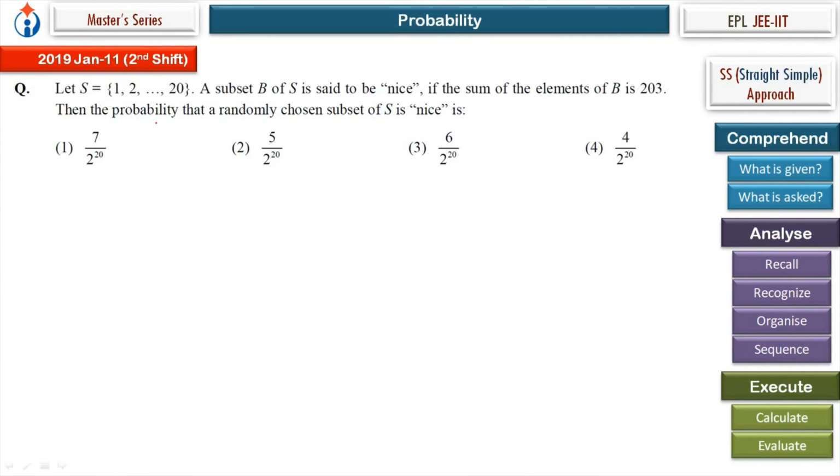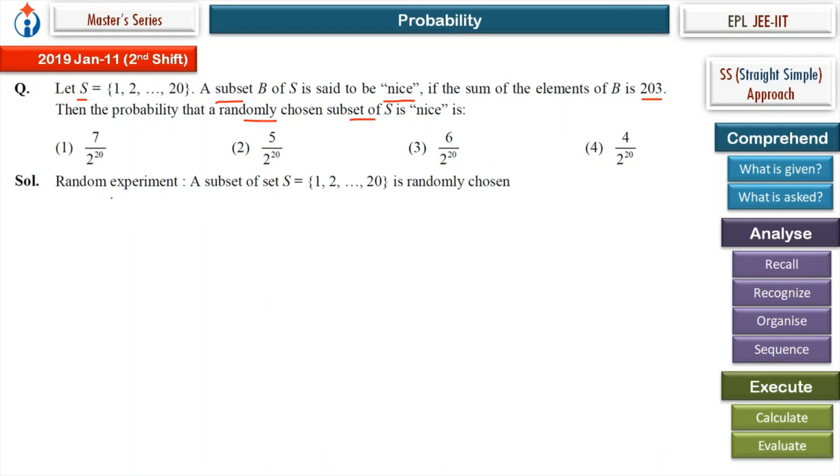2019 January 11th, second shift question paper. And in the question, the probability question from the class 11 syllabus is this. Let's comprehend. Let S be this set. A subset B of S is said to be nice. So they have described the definition of nice. A subset B of set S is said to be nice if the sum of the elements of B is 203. Okay. Then the probability that a randomly chosen subset of S is nice is this. So we are clear about what is given and what is asked.